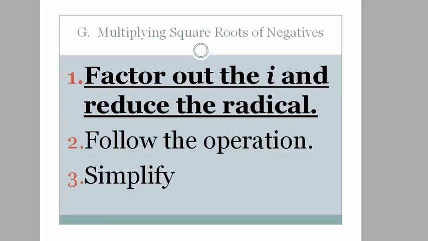All right, multiplying square roots of negatives. Do you see anything bold and underlined? The first thing that you have to do is you always have to reduce your radical. Factor out the i and reduce it if you can. It just makes your numbers smaller. But factor out the i and reduce your radical. Follow the operation and simplify.